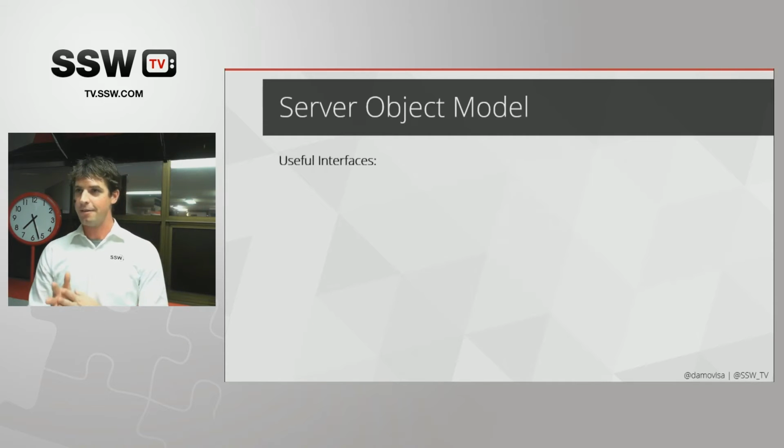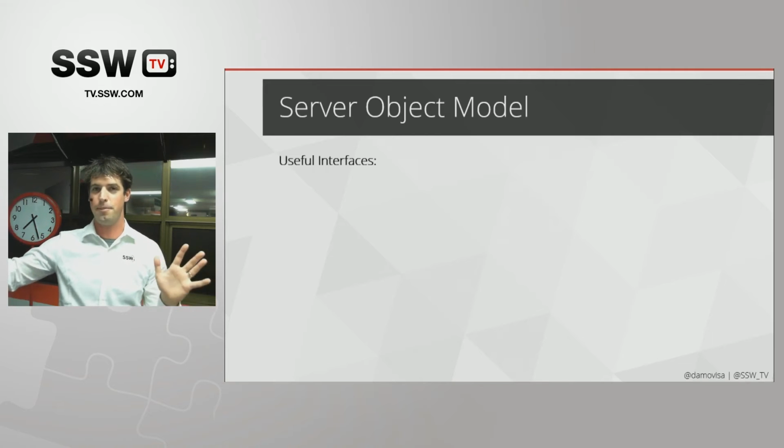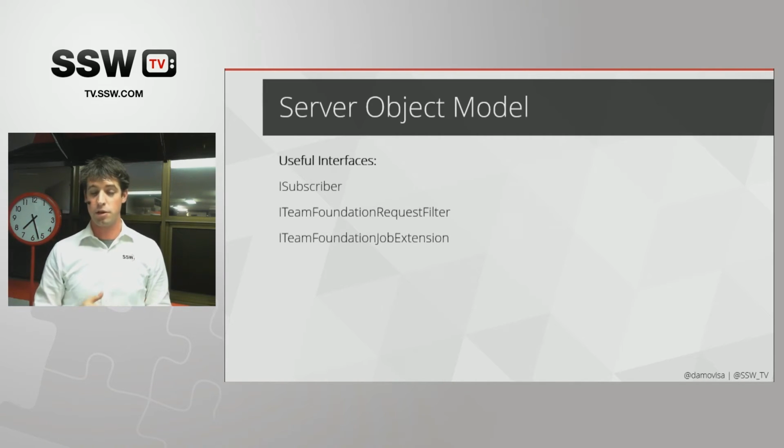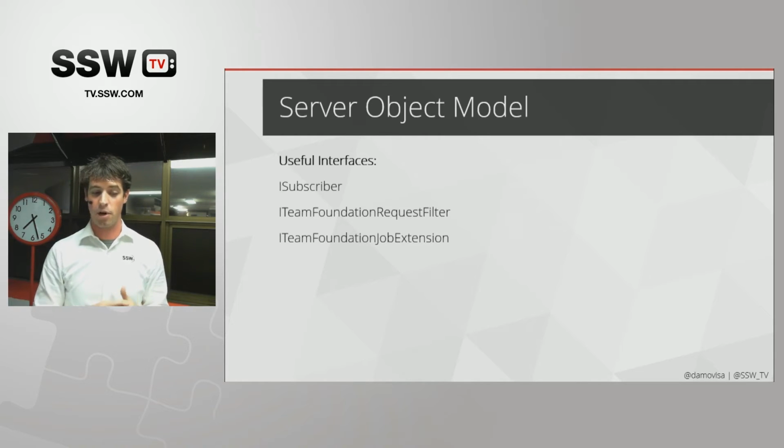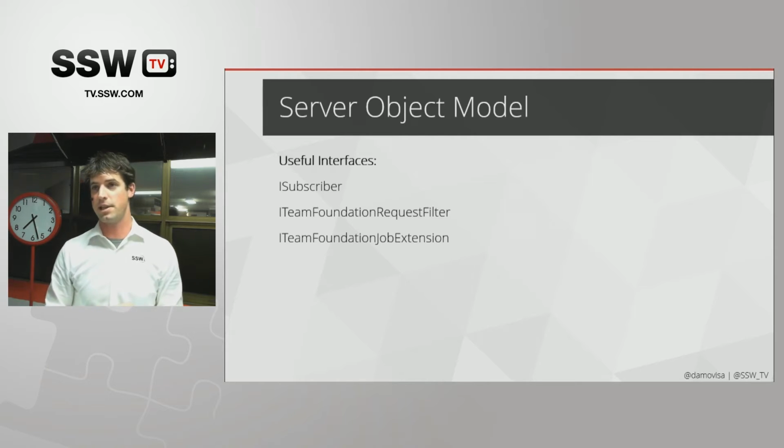So once again, there's a huge number of things that you can do. It's a massive pit of assemblies all over the place. The use and the interfaces you can use, there's a huge number of them as well. Here are the useful ones: ISubscriber, Team Foundation Request Filter, and Team Foundation Job Extension.